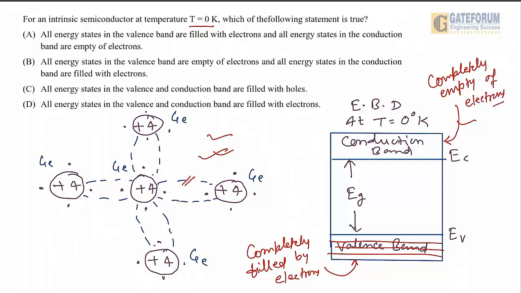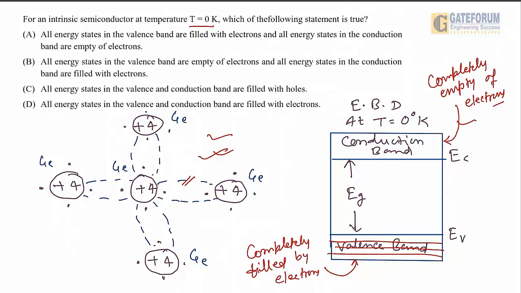So in that way, we can say that in option A, it has given that all energy states in the valence band are filled with electrons. Yes, so this valence band is completely filled. There, all the energy states are occupied by electrons in the form of covalent bonds. And all energy states in the conduction band are empty of electrons.